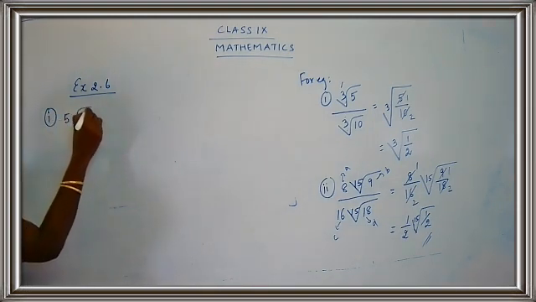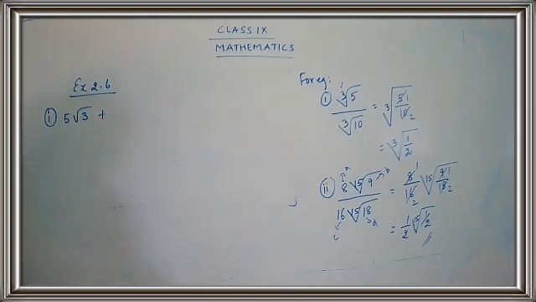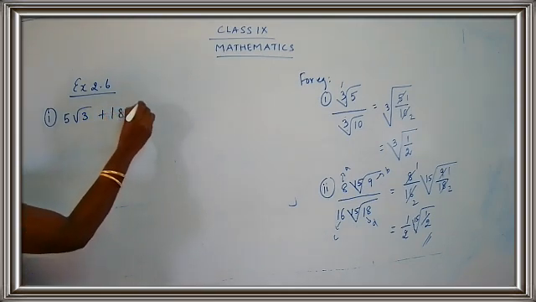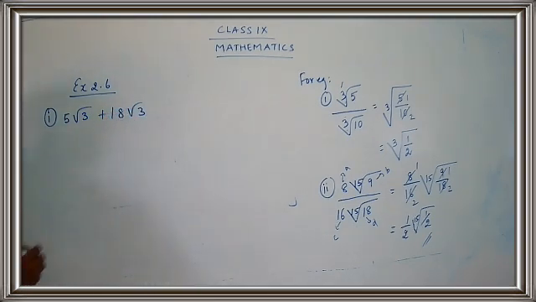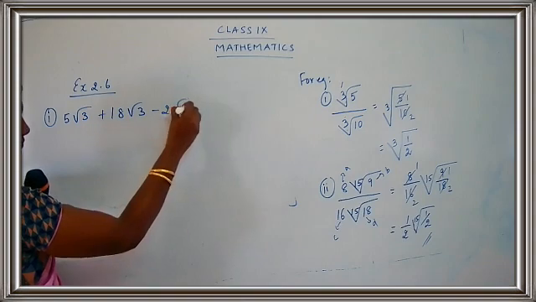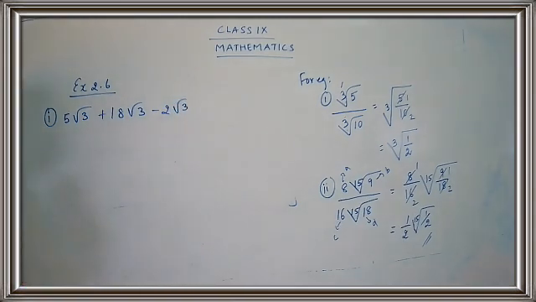It's 5 root 3 plus 18 root 3 minus 2 root 3. What do you have? 5 root 3 plus 18 root 3 minus 2 root 3. So this is the addition. This is a combination of addition and subtraction. So we are going to use both the properties together. And we have studied a rule.